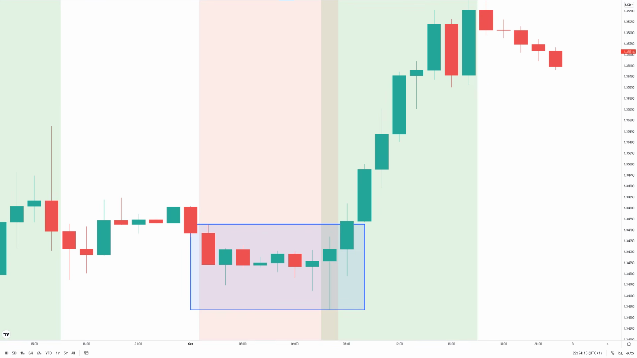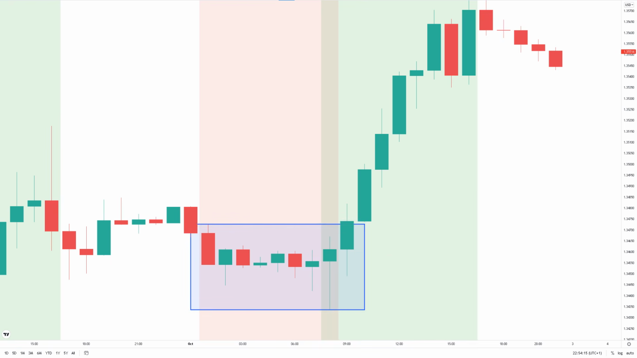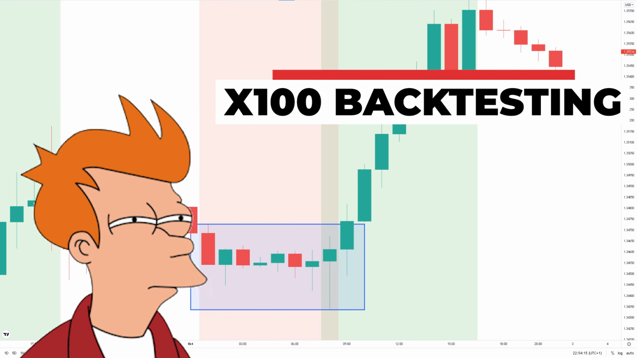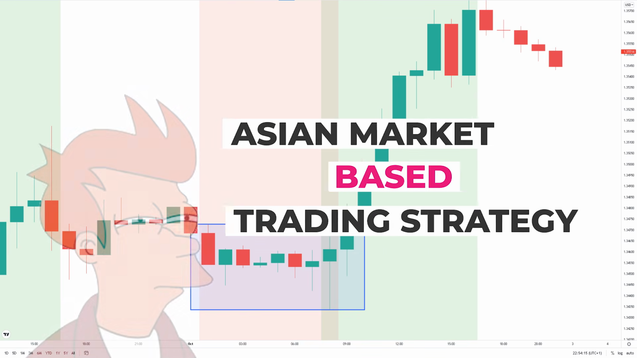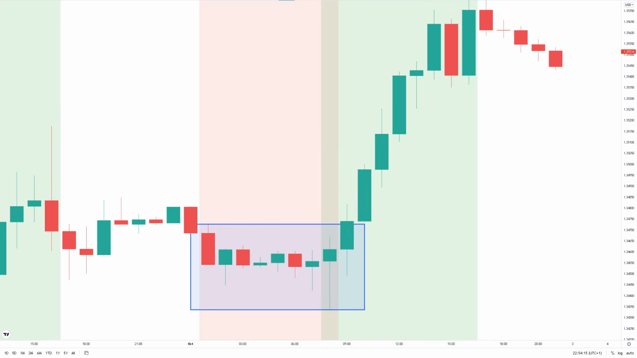What if we enter the market when the price breaks the Asian session's highest and lowest price levels? Or in other words, what if we backtest the London breakout trading strategy 100 times using an indicator? Do you think it's a profitable strategy? Should we trade the London session according to the price performance during the Asian market? Well, let's review this strategy and backtest it together to find out.